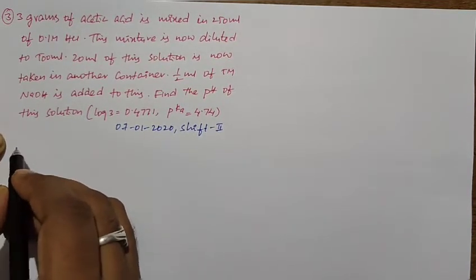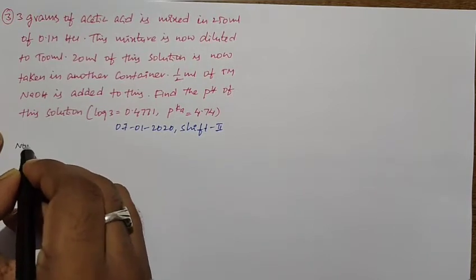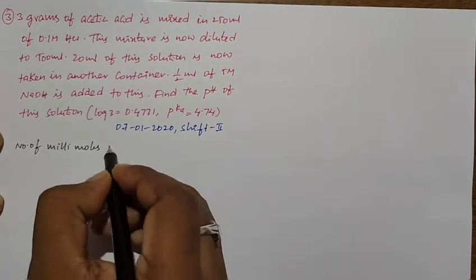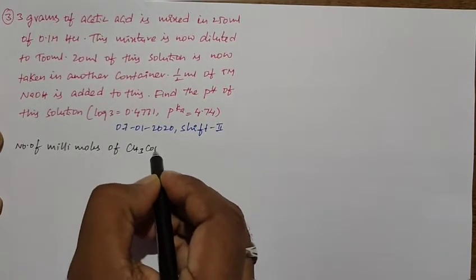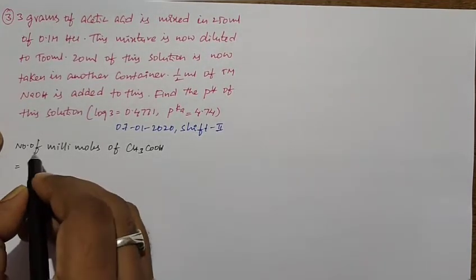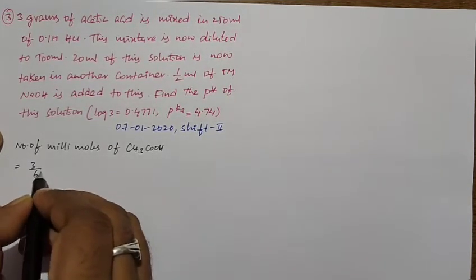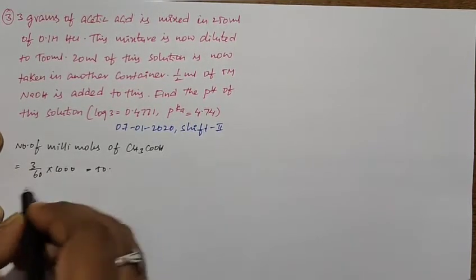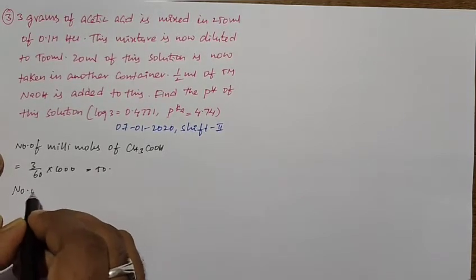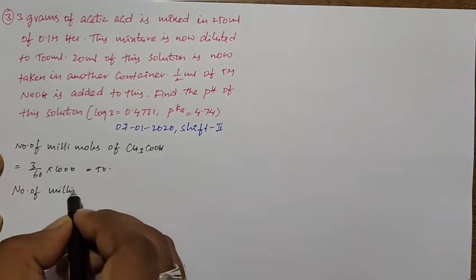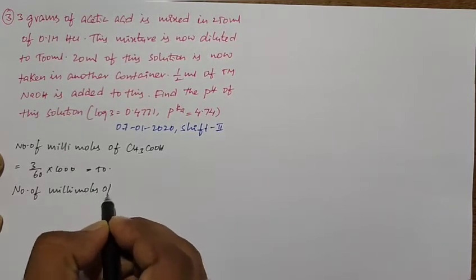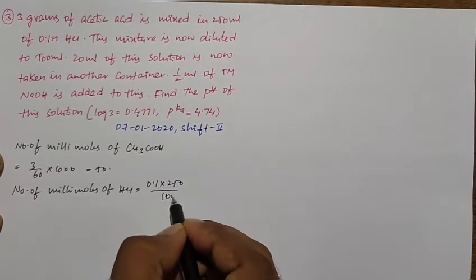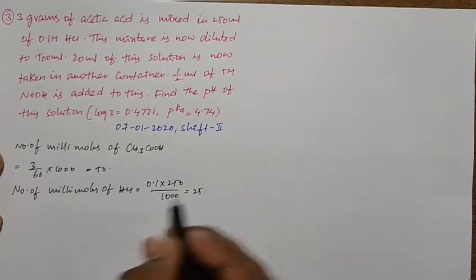So we need to find the pH of the given buffer solution. First we find the number of millimoles of acetic acid. Number of millimoles of acetic acid is equal to 3 by 60 into 1000, that is equal to 50 millimoles. At the same time, number of millimoles of HCl is equal to 0.1 into 250 by 1000, that is equal to 25 millimoles.